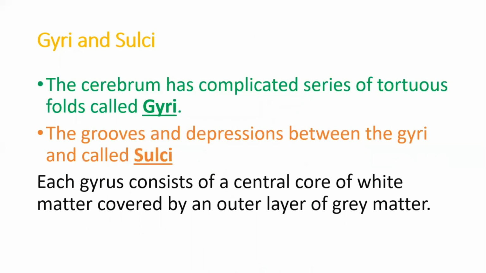Every gyrus consists of a central core of white matter covered by an outer layer of gray matter. So in the cerebrum, we have both gray matter and white matter. The white matter is inside, on the inner surface. The outer surface is the gray matter.